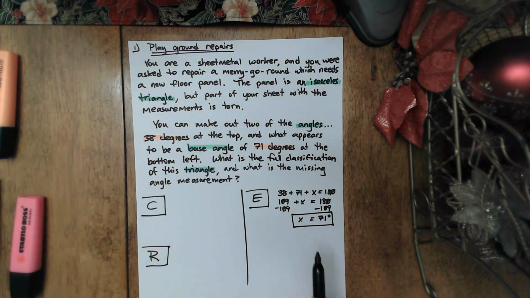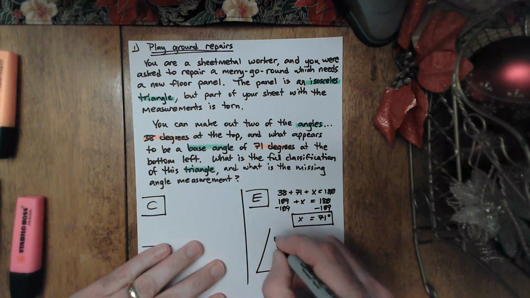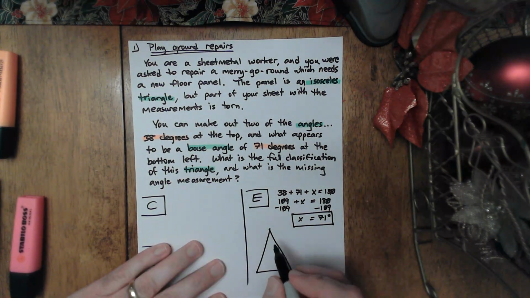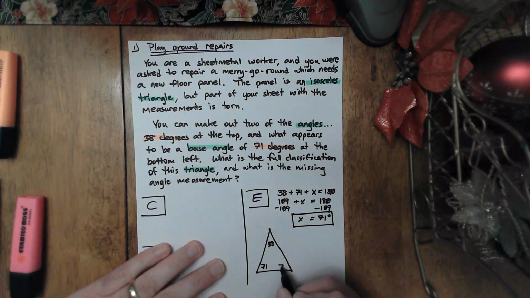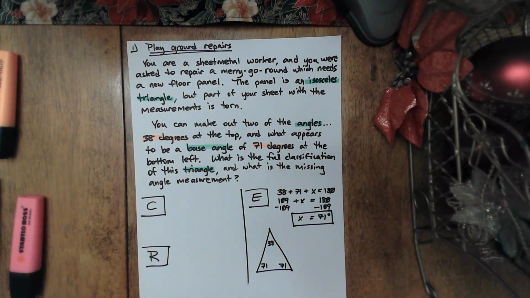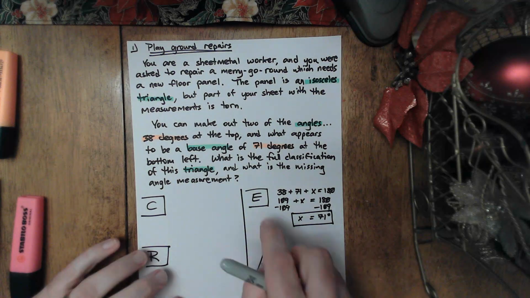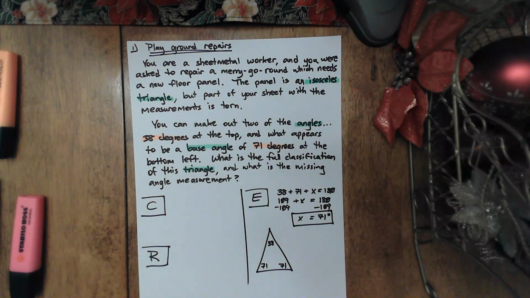71, 71, and 38. You can go ahead and draw that triangle if you want to. It just kind of backs up, gives me a little bit to look at when I'm grading your paper. So 38, 71, 71, and now we know that we're on the right path. Okay, so what's the missing angle measurement, and what is the full classification?